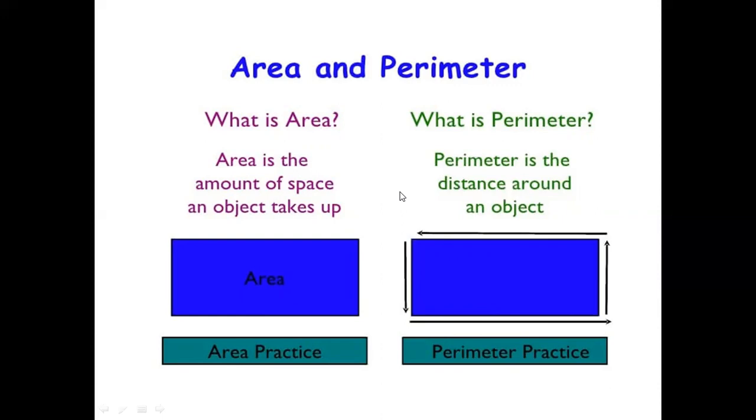Now today we learn about area. Area is the amount of space an object takes up.